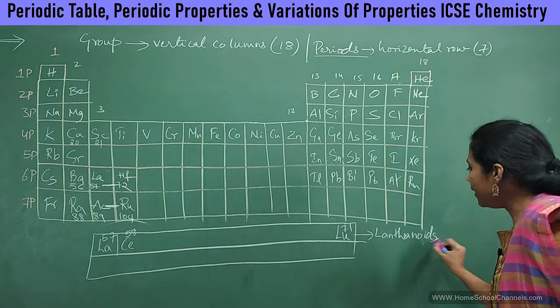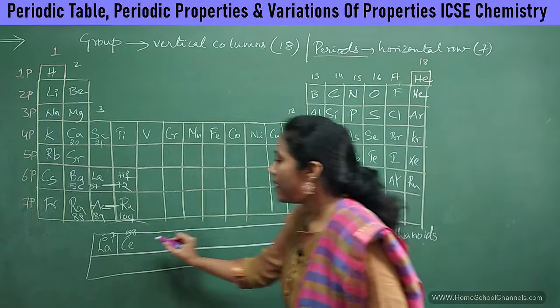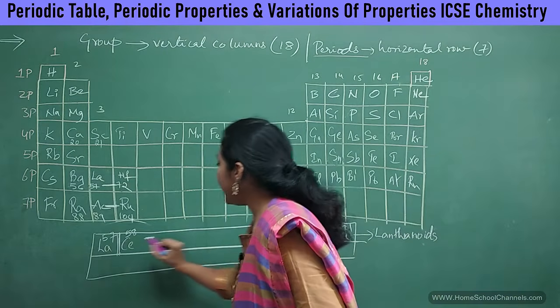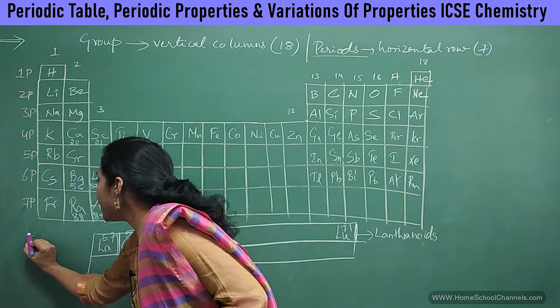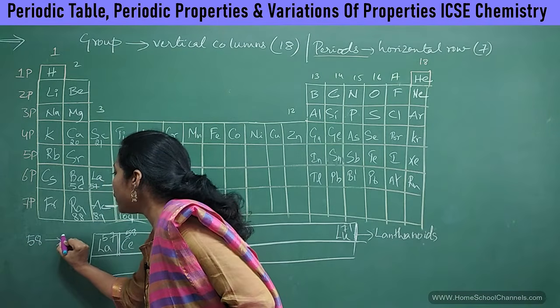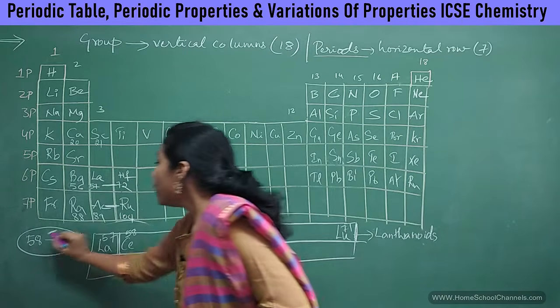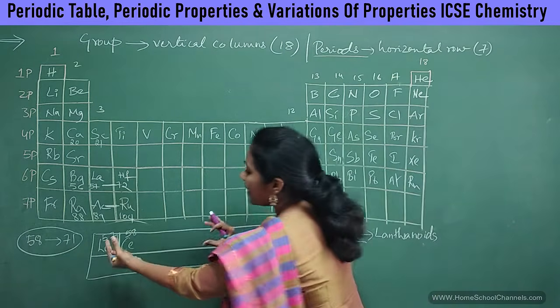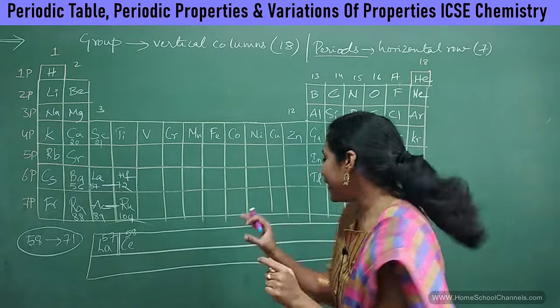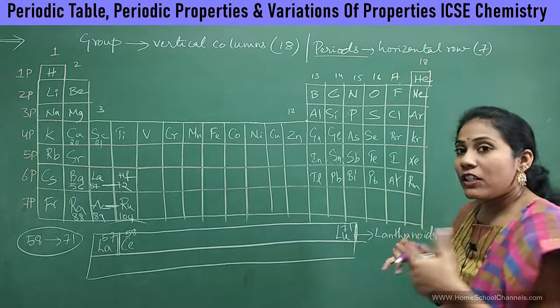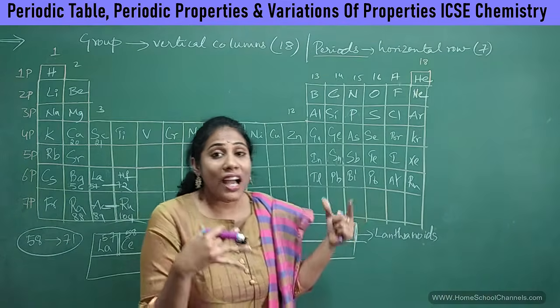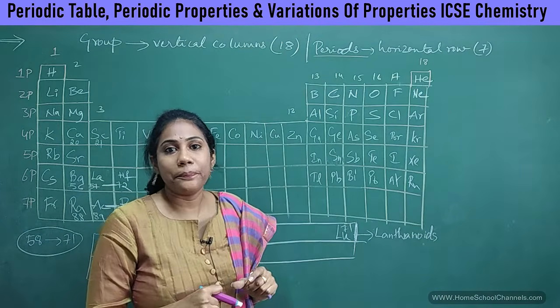So why are they called lanthanides? Because these 14 elements, cerium to lutetium, that is from atomic number 58 to 71, are placed after lanthanum. That is why they are called lanthanoids. Lanthanoids means the elements which come after lanthanum.